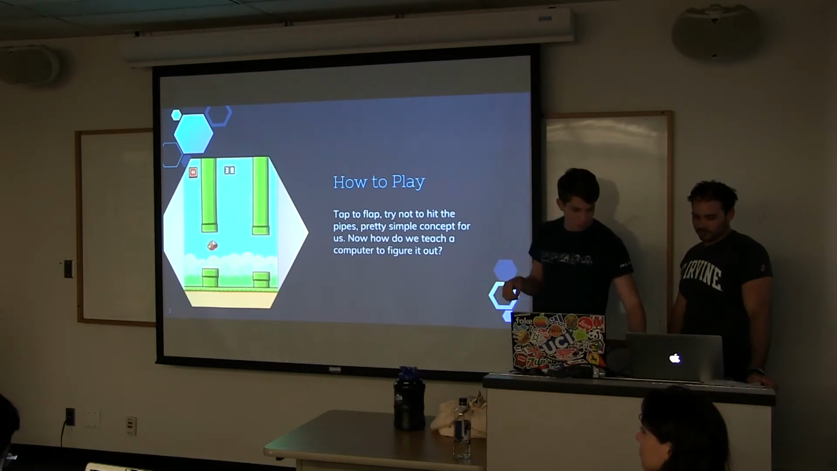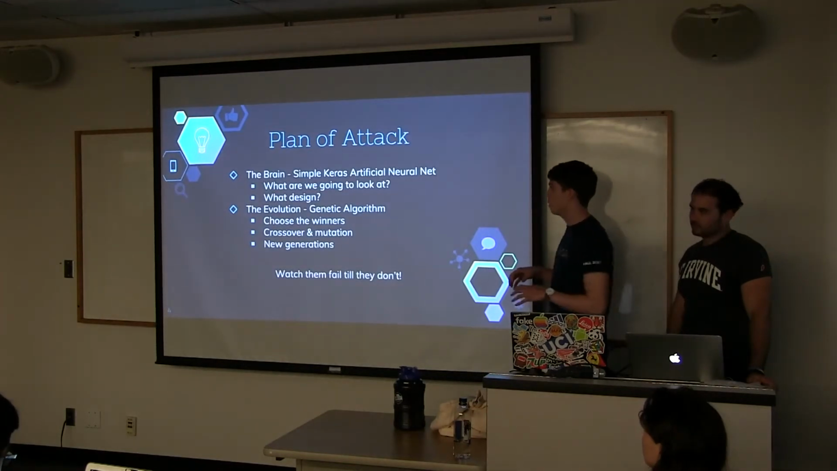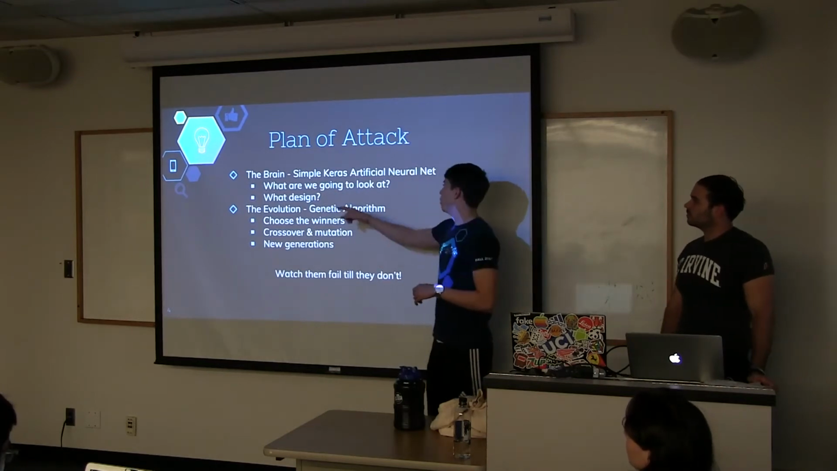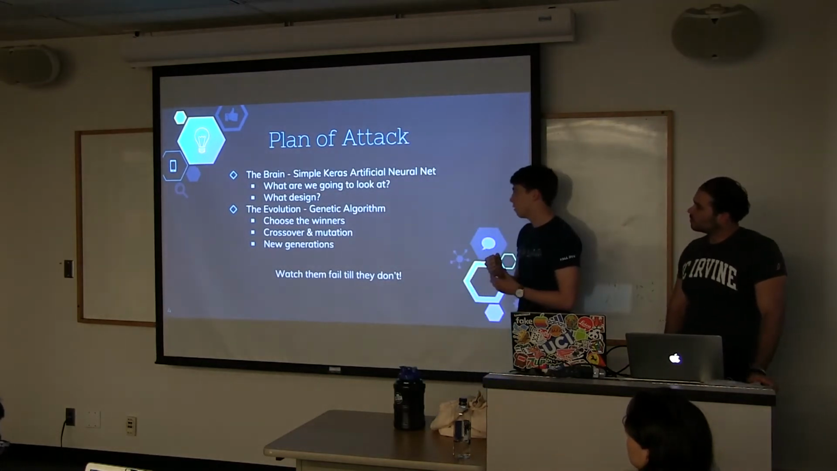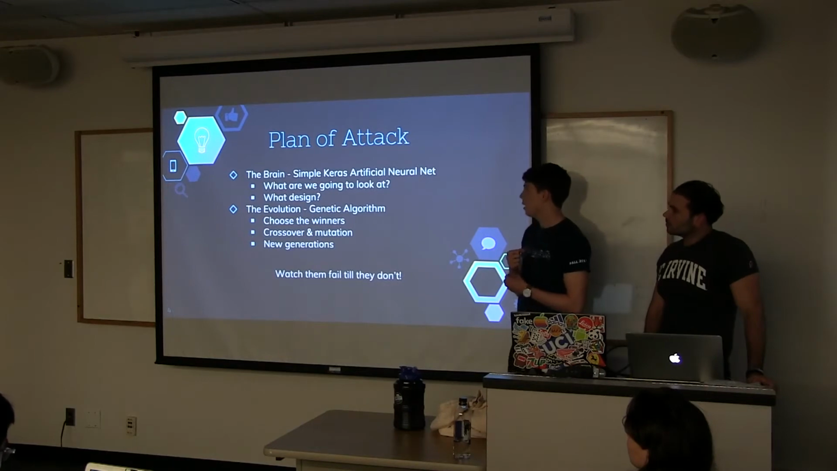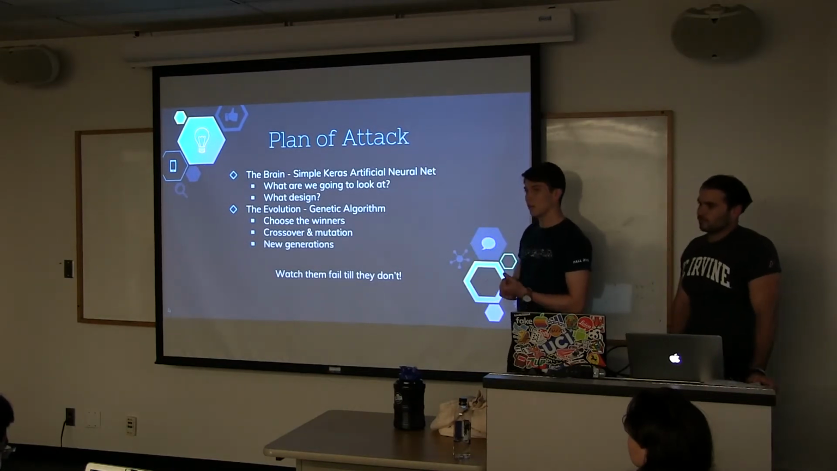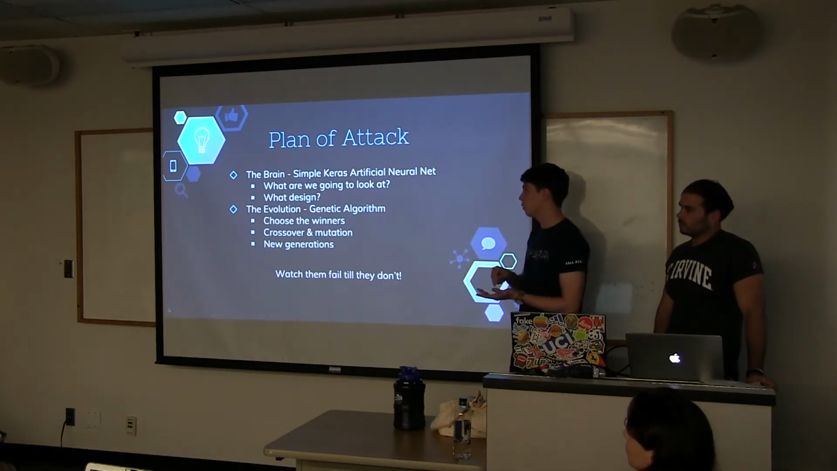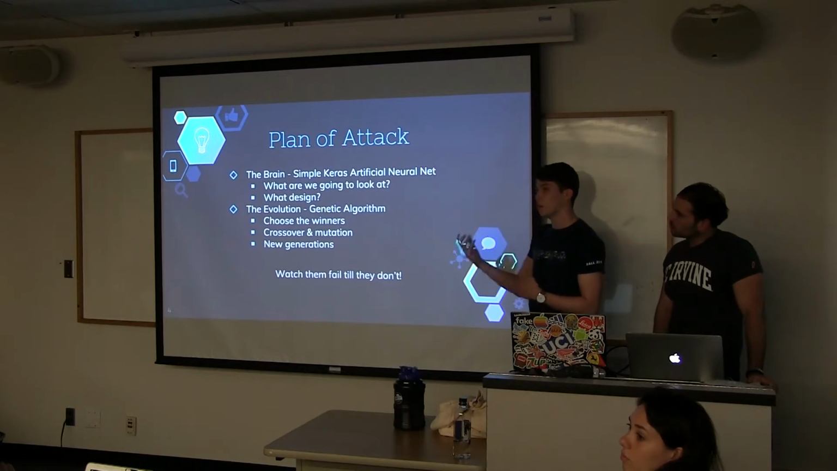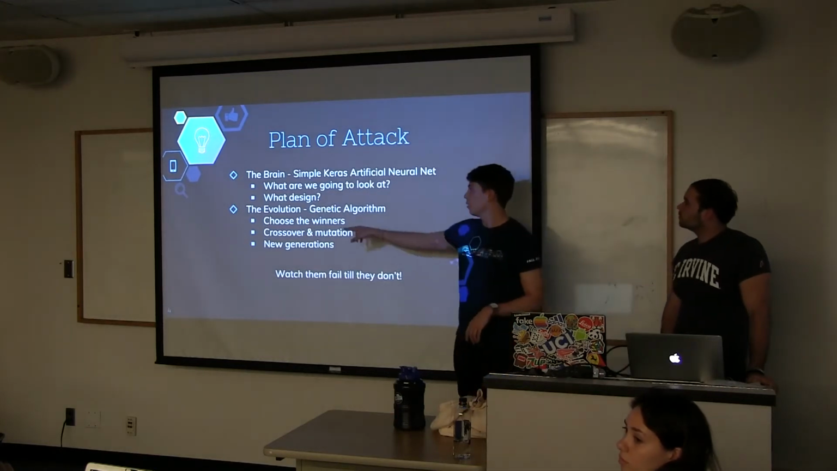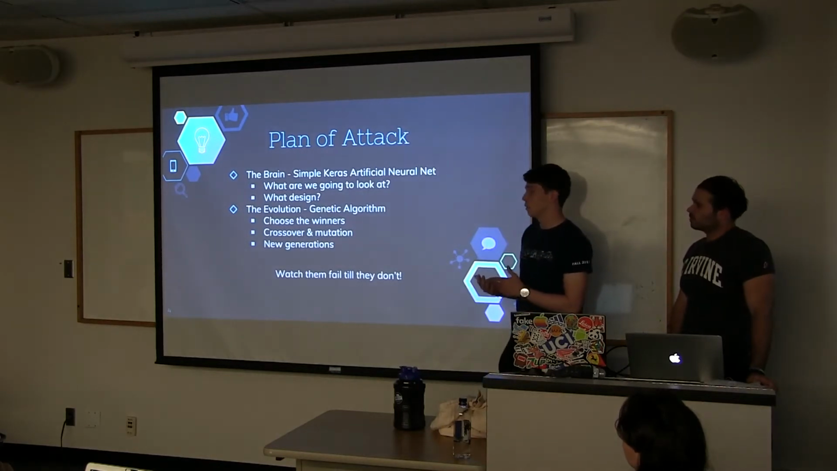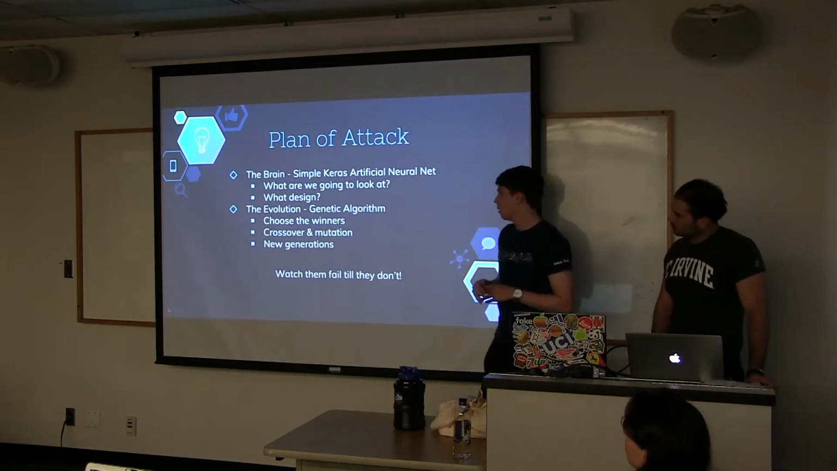We'll go to the next one. So this is our plan of attack. We need to make the brain of the birds, which is a simple Keras artificial neural net. And we need to ask a couple of things. What are we going to look at to determine when to jump? Because otherwise it's going to be randomly guessing, so it has to know what it's going to look for. And what design are we going to use? That's the other thing we have to look at when we're designing the neural nets.